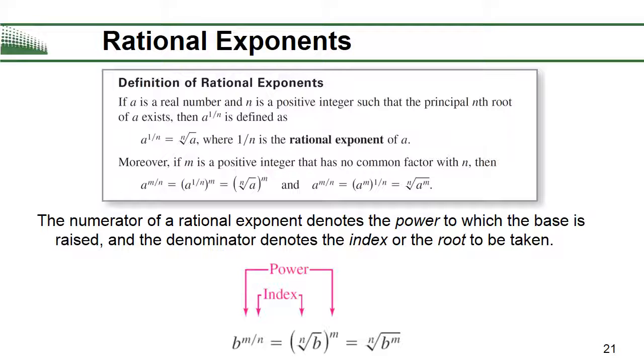Okay, the numerator of a fractional exponent tells you what power you're going to raise the base to. The denominator is the index or the root. It tells you what root you're going to take. So in the example at the bottom, b to the m over n, m is the power, n is the root. Top is the power, bottom is the root.